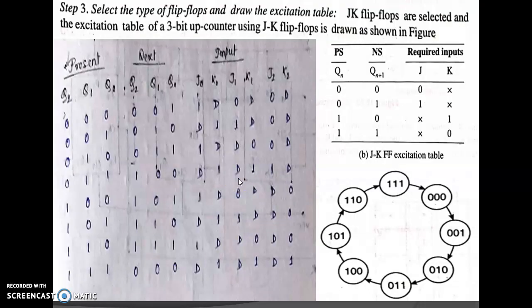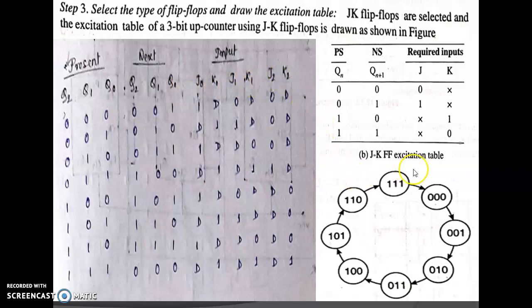Step 3: select the type of flip-flop and draw the excitation table. JK flip-flop is selected and the excitation table of 3-bit up counter using JK flip-flop is drawn as shown in this figure. This is the JK flip-flop excitation table, and this is the problem excitation table. This is present state, this is next state, and this is input. Here we use 3 flip-flops, that's why Q2, Q1, Q0 in present state, next state also Q2, Q1, Q0, and for the 3 flip-flops the inputs are J0, K0, J1, K1, and J2, K2.